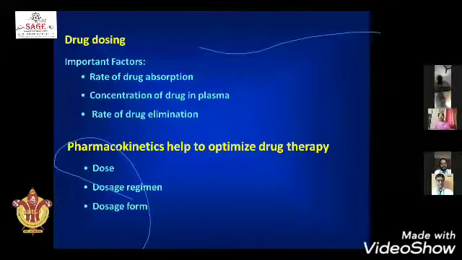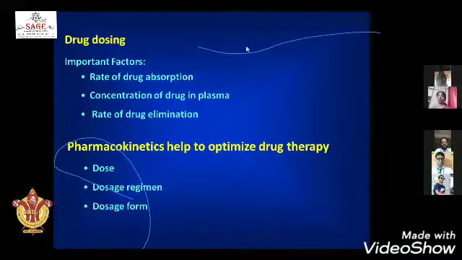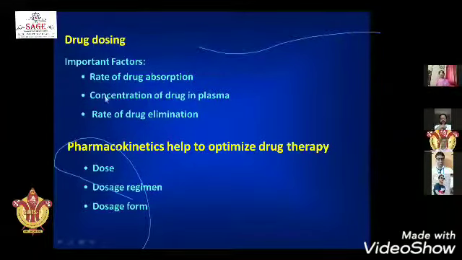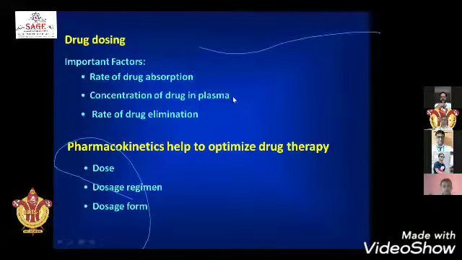The dose we decide in any formulation depends on the rate of absorption of the drug, the concentration of the drug in the plasma, that is the effective plasma concentration, and the rate of drug elimination. Absorption and elimination will decide how much of the drug remains in the plasma at a particular time. So these three parameters decide how much dose to administer to get the response of the drug.